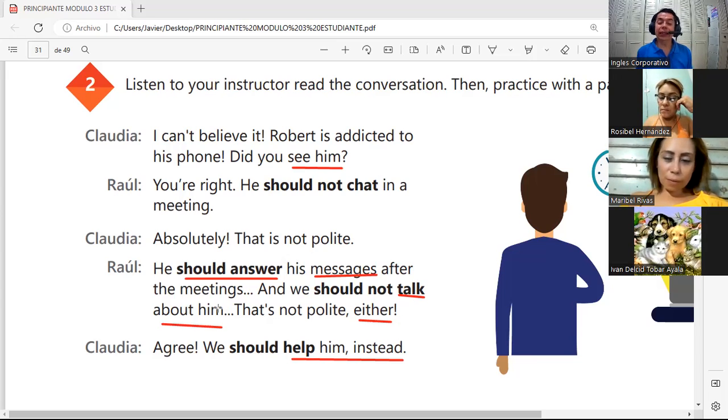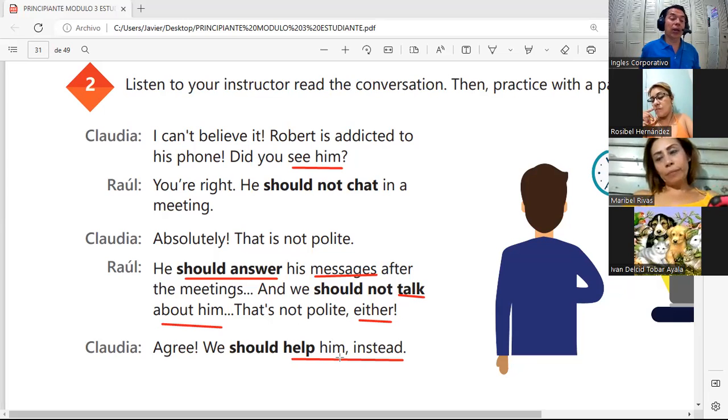That's it. Either. Either. Help him. Helping. Ah, nice, Maribel. Very good. That's it. Helping. Instead. Instead. Very good. So, Estela, thank you very much, Maribel and Ivan.